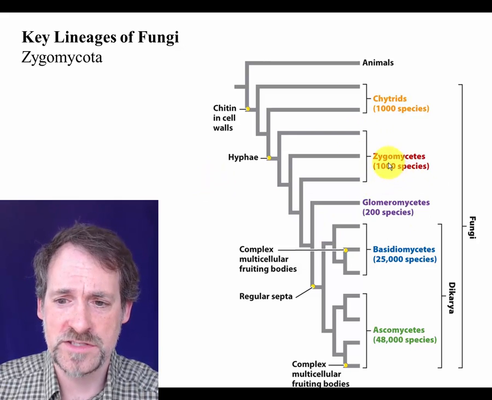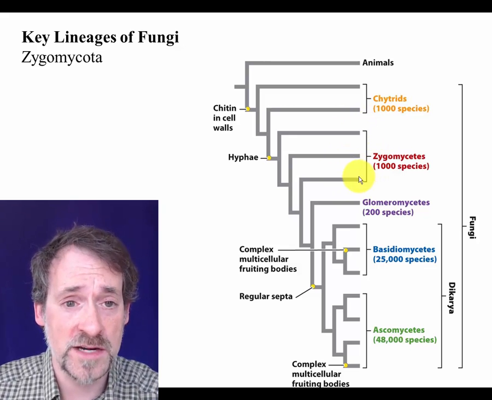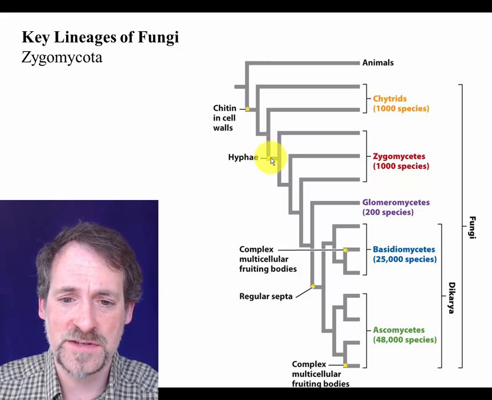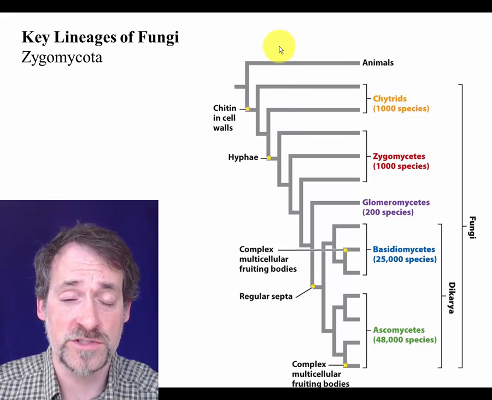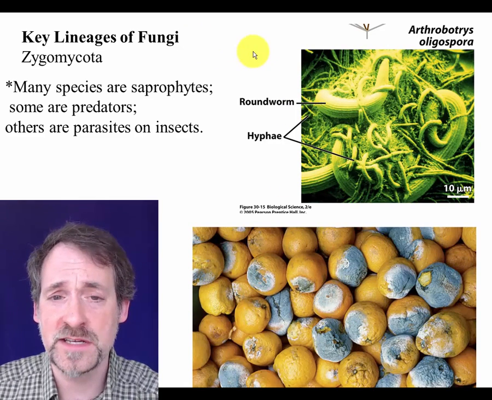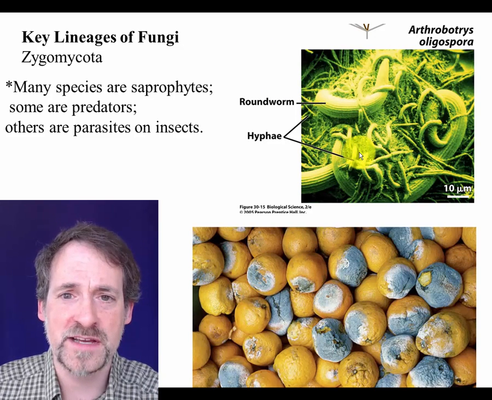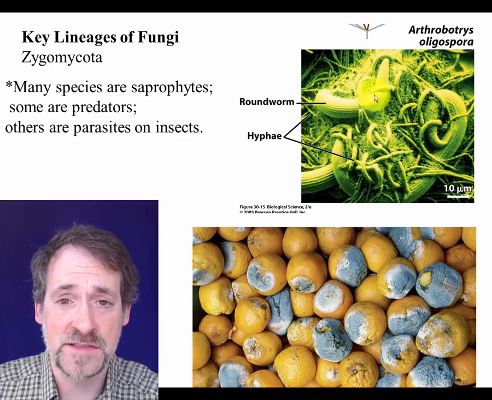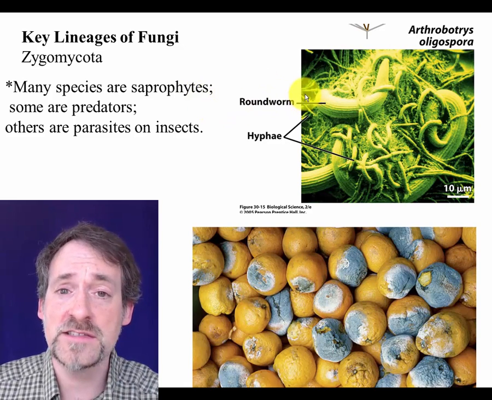The Zygomycota, or the Zygomycetes, is this group of fungi here, again, not a monophyletic group. They, unlike the chytrids, have evolved hyphae, those thread-like structures that make up the body form of most fungi. Most of these are decomposers, although interestingly, some of them are actually predators. They have hyphae that form loops that can grab a hold of very small animals called roundworms. And then the fungus infiltrates and digests the roundworm. Some of them are parasites on insects.